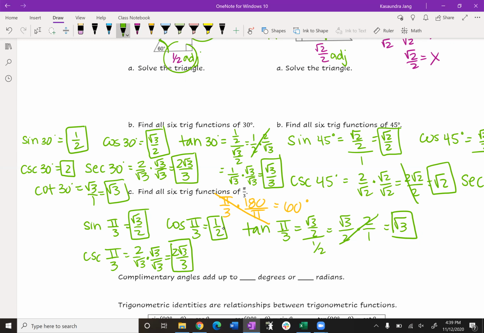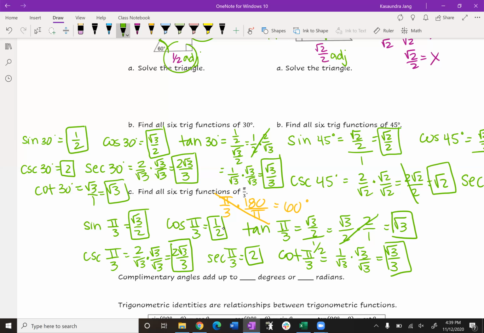Here I'm going to do the secant of pi thirds, which is the reciprocal of cosine. So instead of 1/2, I get 2 over 1, or just plain 2. And then my cotangent of pi thirds is the reciprocal of tangent. So instead of root 3 over 1, I get 1 over root 3, which if I rationalize the denominator, I end up with root 3 over 3. Okay, all 6 trig functions.